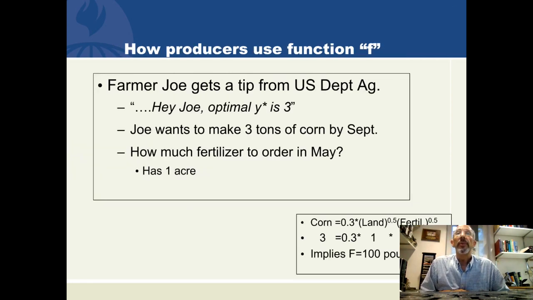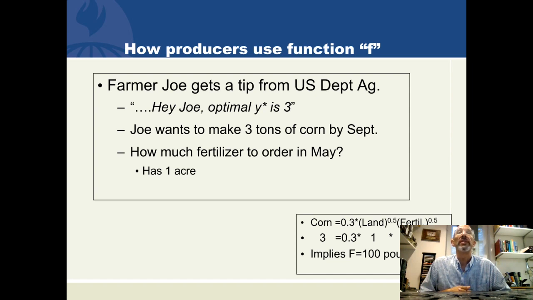So if you're a producer and you have an F function, what do you do? Well, for example, let's suppose that Farmer Joe has gotten wind from the U.S. Department of Agriculture that his optimal Y star is 3 tons of corn. He didn't have to do this profit maximization problem himself. He got help from the government, maybe from an economist. And so now that he knows that his optimal output, Y star, is 3, he's going to want to make 3 tons of corn by September.